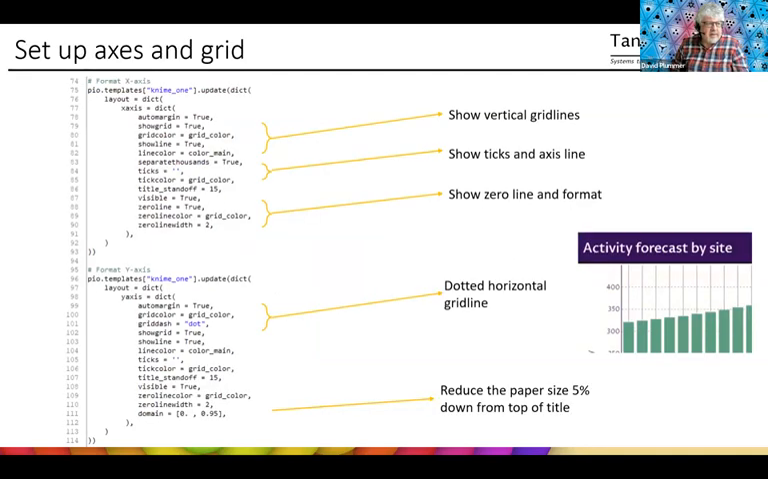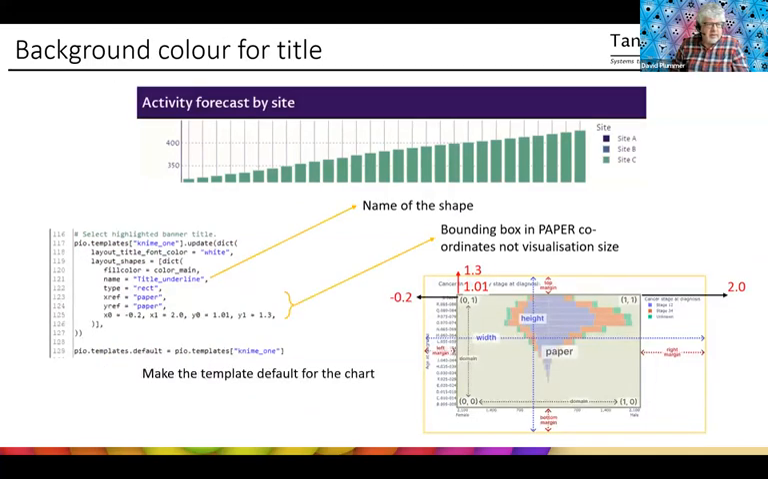We can update the x-axis and we can update the y-axis. What I've done on the y-axis, to be able to put my title at the top and have a banner behind it, is reduce the size of the paper by 5% in this particular case. And what that's done is it's given me a bit of space at the top of the chart, between the top of the chart and the banner itself.